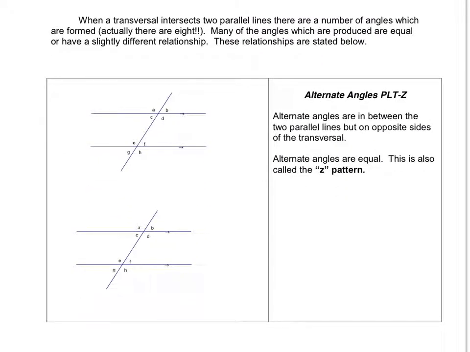The first relationship happens when we have alternate angles. Alternate angles are angles that lie on the inside of the parallel lines, so in between the two parallel lines, and they are on opposite sides of the transversal, so C and F or D and E. These form a Z pattern, which is where we get PLTZ, parallel line theorem Z.